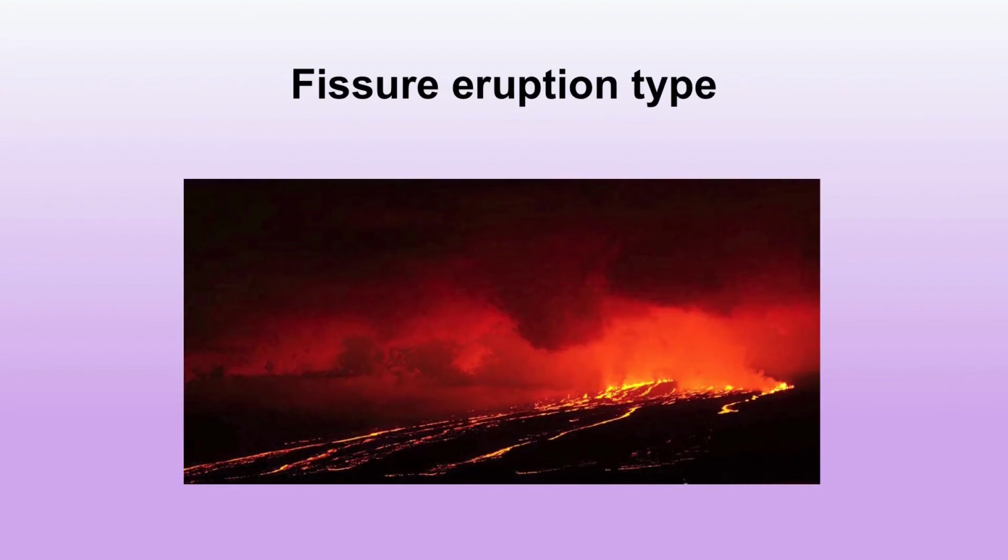It also forms lava plateaus and lava shields. Example is the Deccan Trap of India. Now this is an example of fissure eruption. You can see long elongated cracks and lava and hot gases coming out of it. It's not violently coming out.